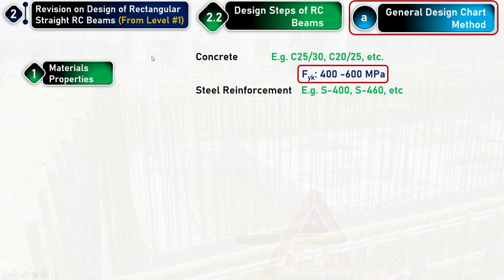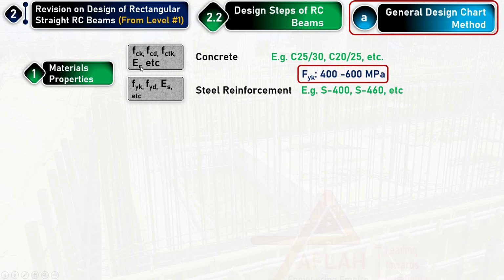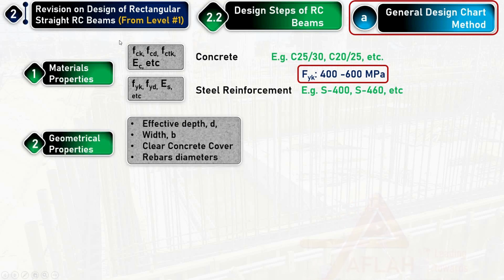Once you decide this, you will determine the related parameters, that is fcd, fck, and so on for the concrete, and for the reinforcement the design yield strength, and maybe if you need, the Young's modulus of elasticity. Once you decide this, you are done with the material part, and you will go to the geometric part. Here you will determine the effective depth, the total depth, the clear cover, the width, and the rebar diameters.